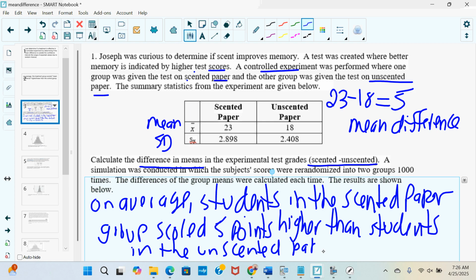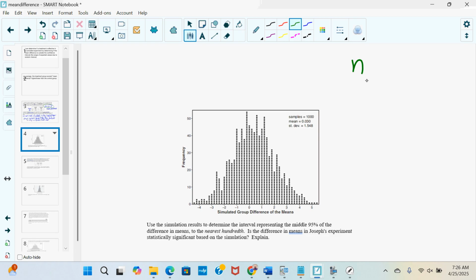Now, just because that group did better, that doesn't mean that the scented paper caused it. If I compare my two classes' scores, they're not going to be exactly the same. One will be higher due to random chance. That's just the way things work. Things aren't going to be exactly the same. So what I need to determine is, is this a value that I would obtain due to random chance? So my mean difference is 5.